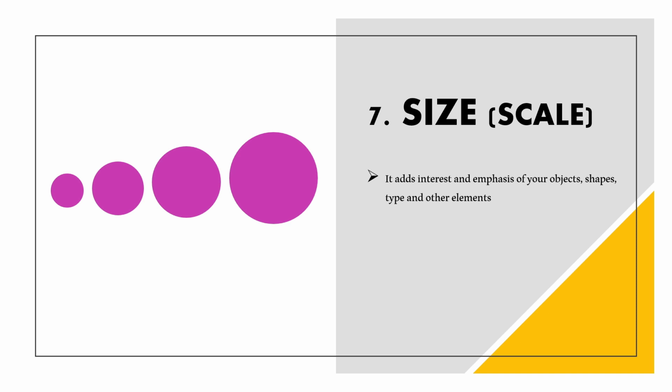Size is simply the relationship between the area occupied by one shape to that of the area occupied by another. To have a large size shape requires the existence of a smaller size shape. Size differences create interesting dynamics within a design. Equally sized shapes create confusion. The eye jumps from one to the other, not knowing where to rest. Size or scale can also add interest and emphasis to your objects, shapes, type, and other elements. As you can see here in this illustration, these are different sizes.